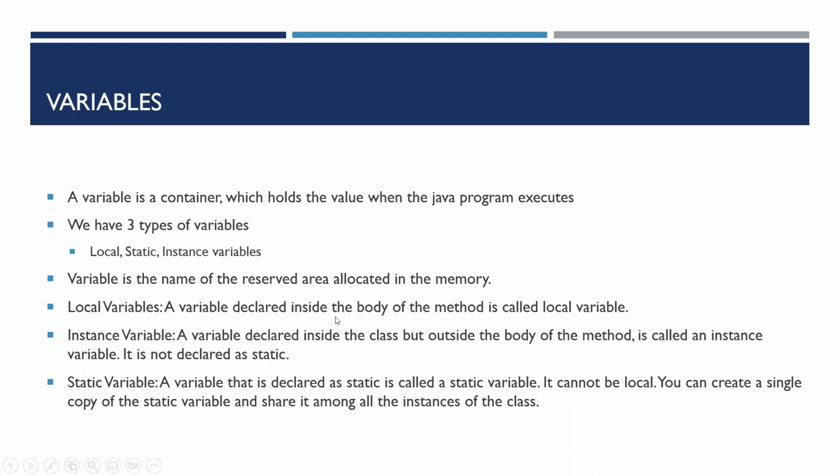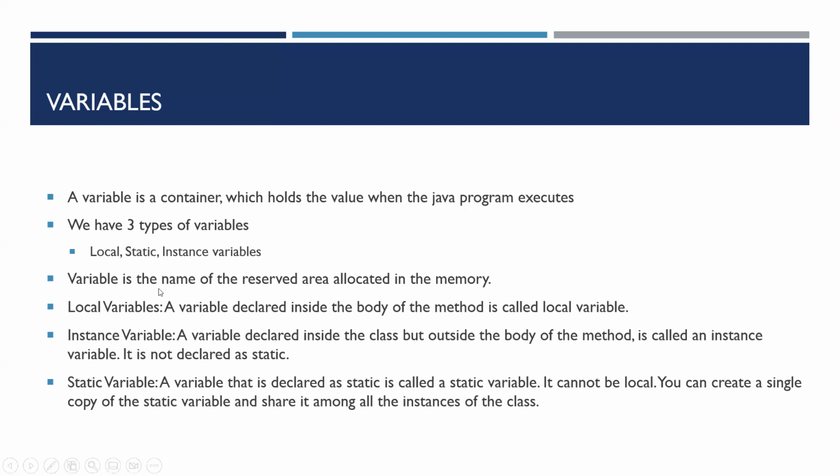For any program to run, you need some sort of memory. We have two types of memories: one is the heap memory, and one is the stack memory. We're going to discuss in detail when we are doing the live coding. Whenever you're assigning anything to a variable, that will have an area in the memory.